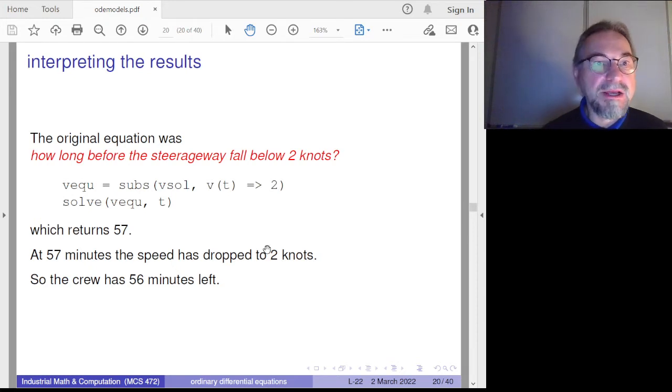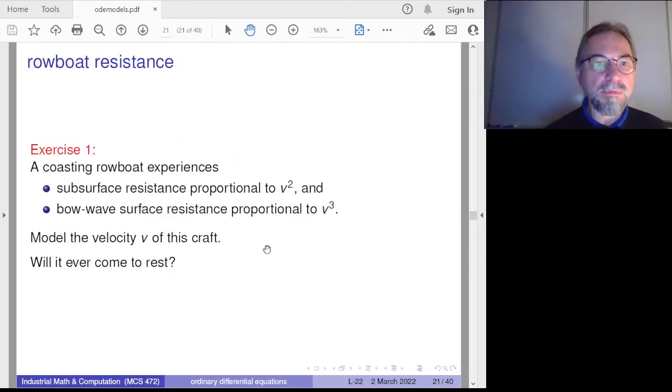Good. So this is our first problem, and we are halfway through this lecture. Two more problems to go. But let's first look at an exercise.